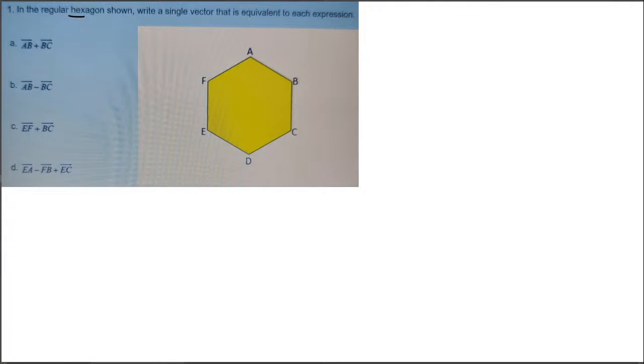So AB plus BC. This is a really bizarre way of asking this question. So let's just highlight these as we go. So this is AB. And then this is BC. So if you're adding these line segments, the vector sum of these things, the resultant vector, would be to here. So that would be AC, if that makes sense.